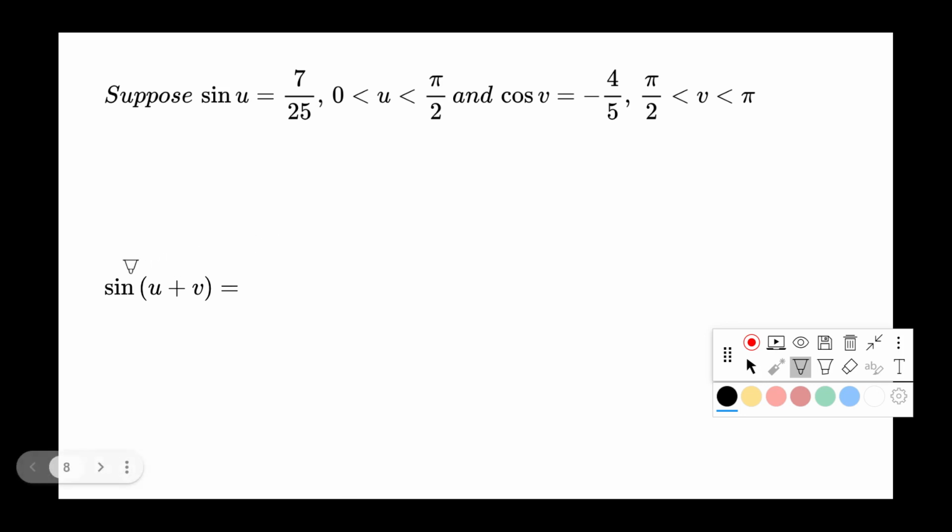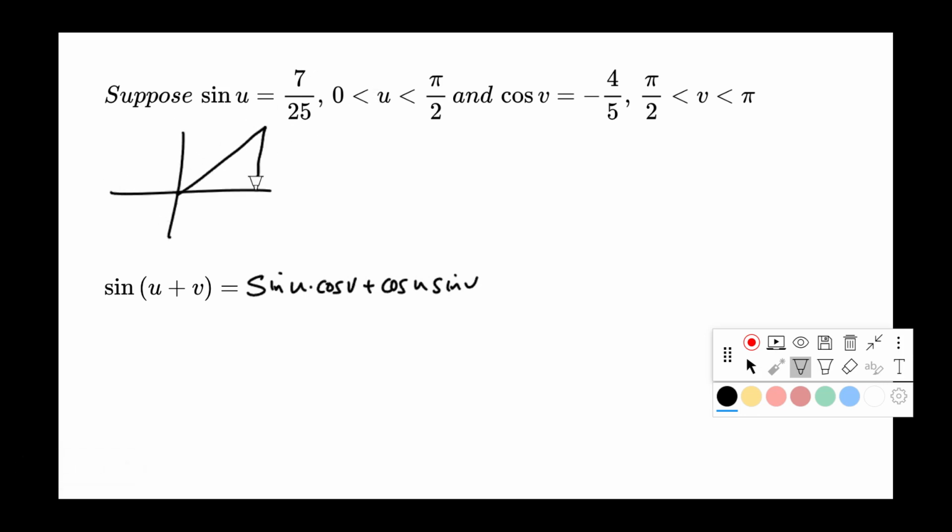Okay, so let's write it out first. The sine of u plus v is sine u cosine v plus cosine u sine v. Okay. All right, so that's what we're going to look for. We need to find sine of u, cosine v, plus cosine u, sine v. Now, some of them are already given up here, but I need to find the other ones. So sine of u is 7 over 25, and u is between 0 and pi over 2. So I'm going to make a triangle in quadrant 1. Here's angle u. Sine is y over r. So y is 7, r is 25. You can either use the Pythagorean theorem or it's a Pythagorean triple. This comes out to be 24.